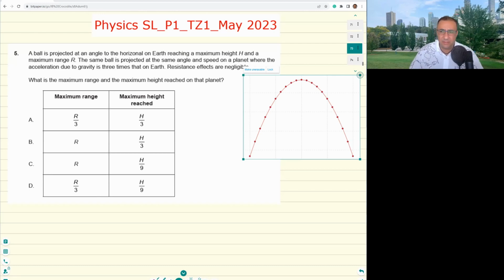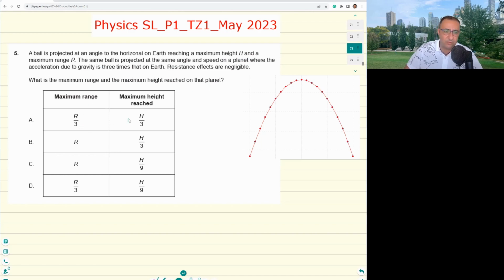Let's have a look at this question in Paper 1, past paper, IB Physics, Time Zone 1, May 2023, question number 5. A ball is projected at an angle to the horizontal on Earth, reaching a maximum height h and a maximum range R. The same ball is projected at the same angle and speed on a planet where the acceleration due to gravity is 3 times that on Earth. Resistance effects are negligible. What is the maximum range and maximum height reached on that planet?